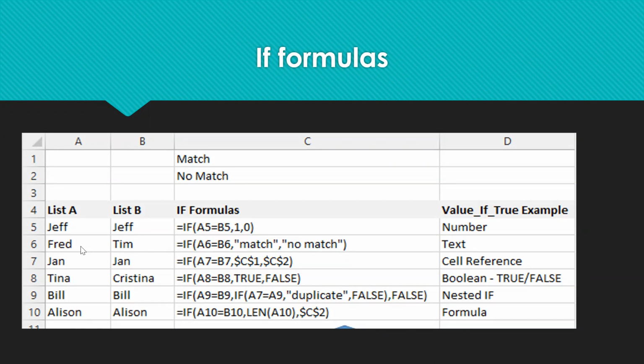Now the second one. Here Fred is equal to Tim? We are checking A6 is equal to B6. So what is the result here? Is the value the same? A6 is here and B6 is here. Are these both the same?